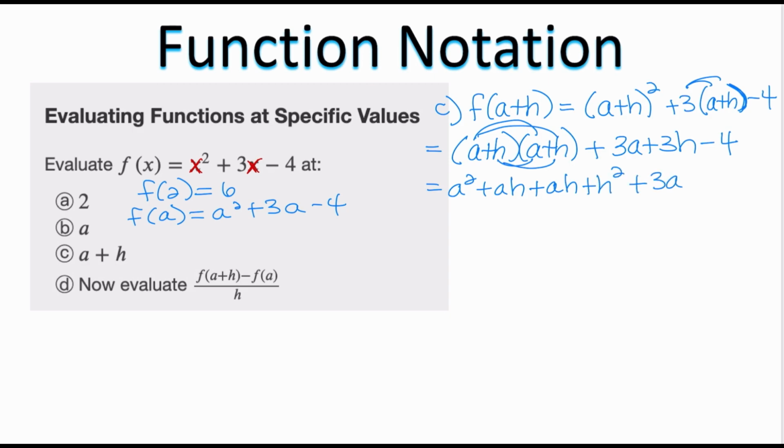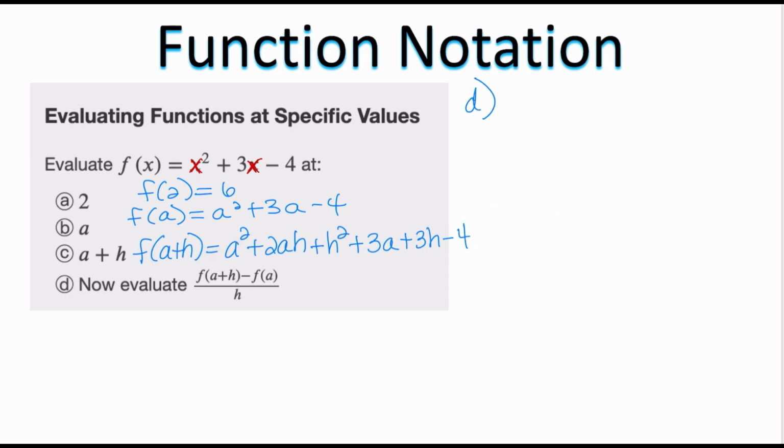And then I'm just going to bring down exactly what I had already written because none of those are like terms. So here I do have some like terms. ah and ah are like terms. So I end up with a squared plus 2ah plus h squared plus 3a plus 3h minus 4. So it's very long, but there are no like terms here. Even though I have an a squared, there are no other a squareds. Be careful with the 3a, 3h, h squared, 2ah. They are all different. They are not like terms. And so that's my final answer.